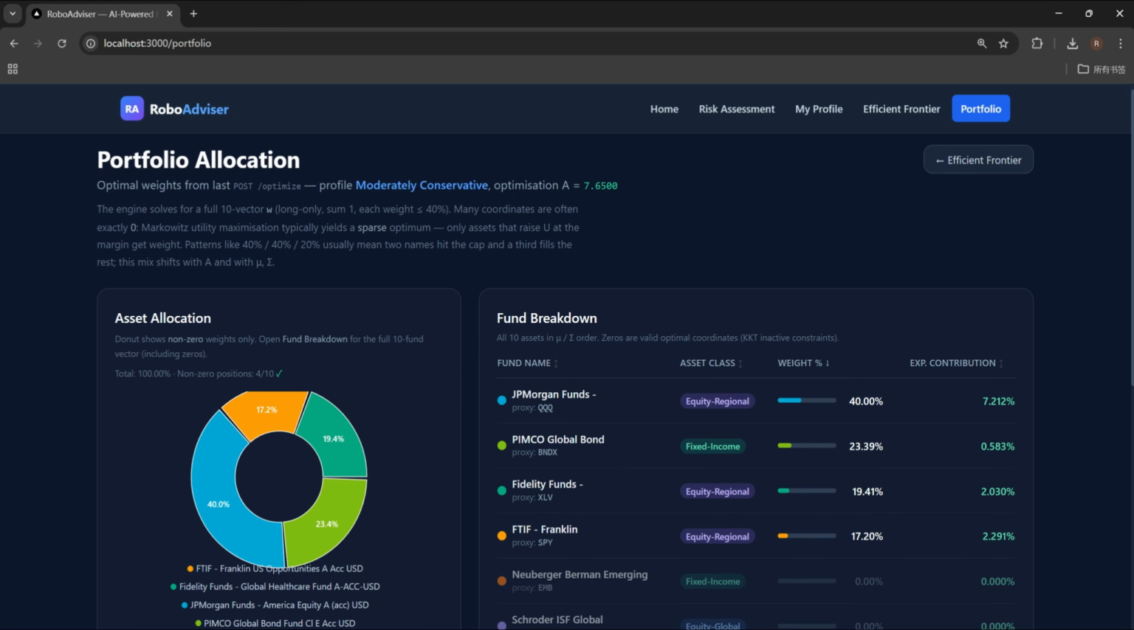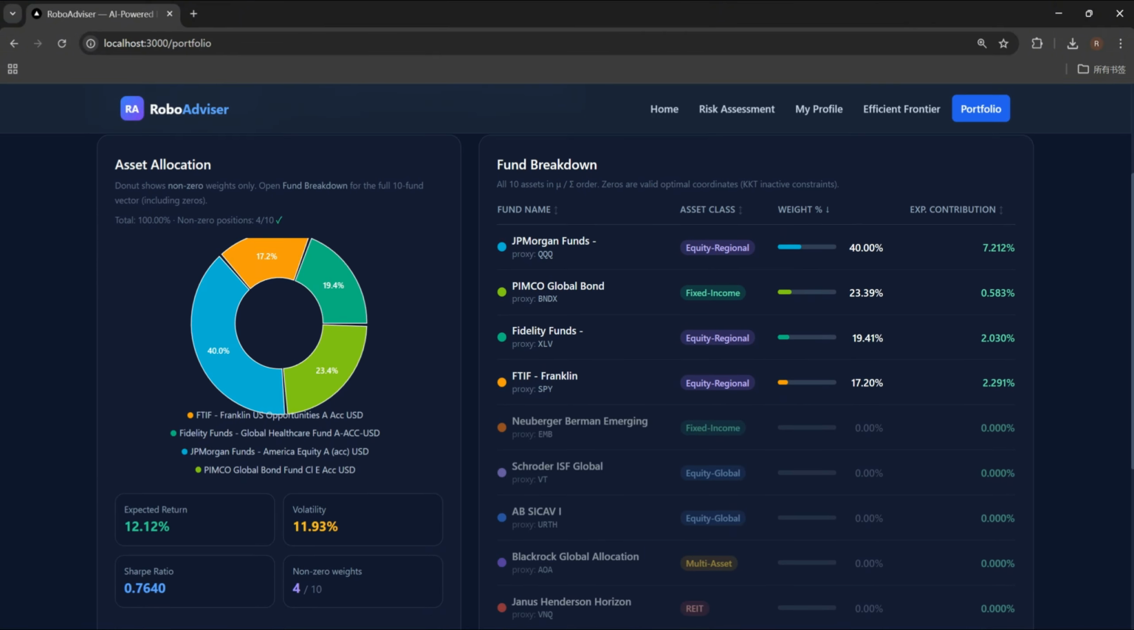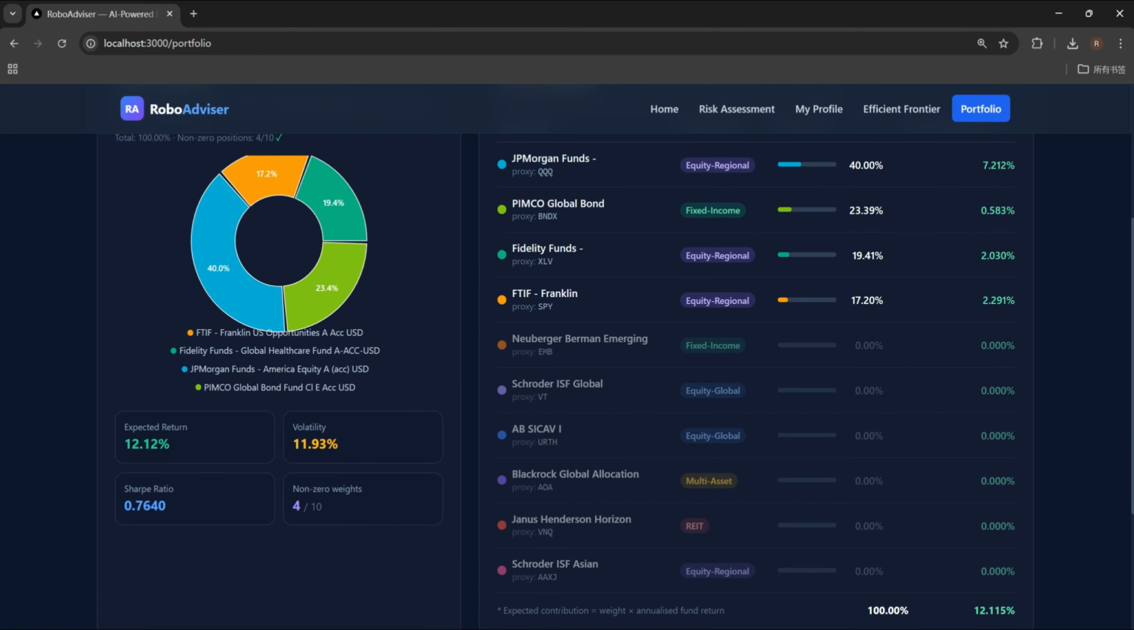The table is the line-by-line evidence: fund names, asset class when we show it, and each line's share of a long-only, fully invested book that also respects the same per-asset caps the optimizer used, so you should never see a single name above the configured cap.